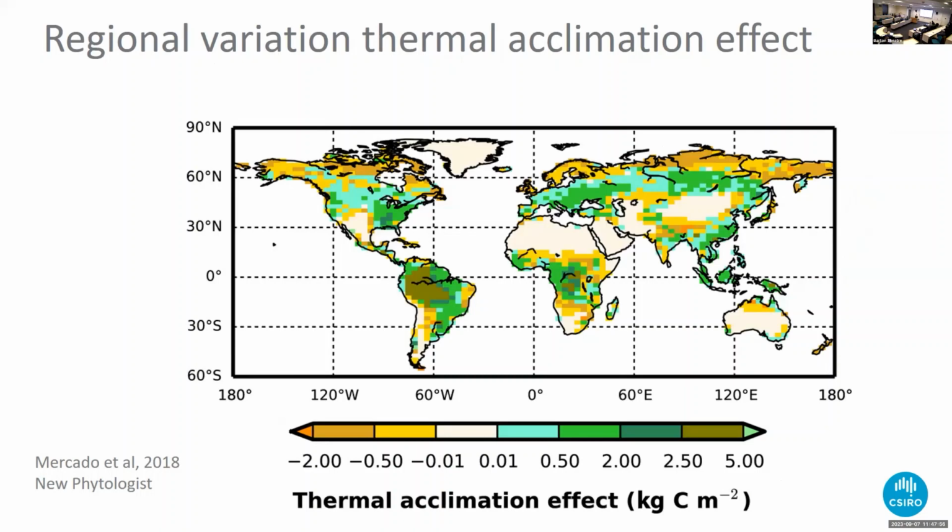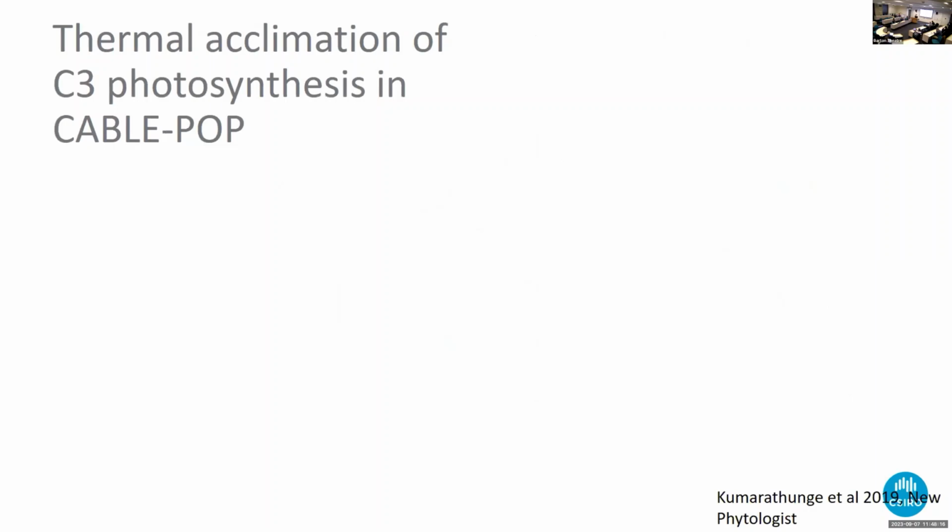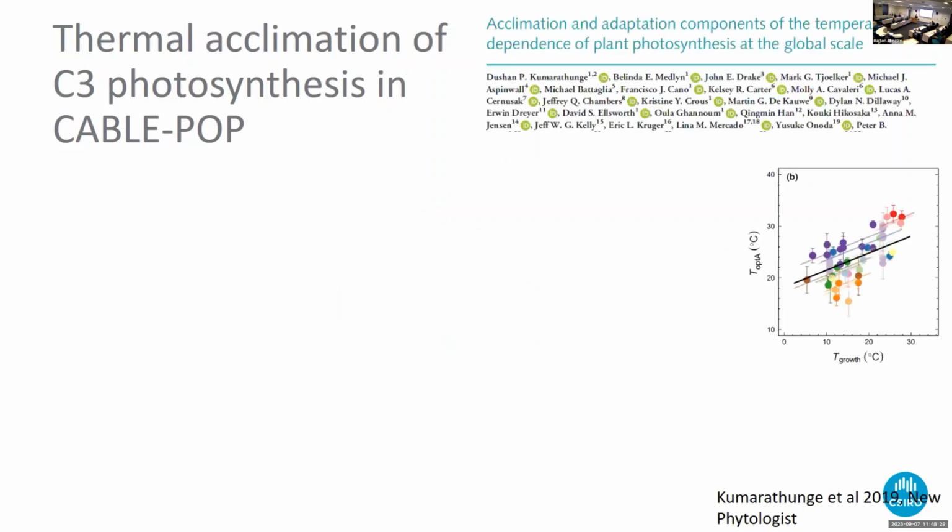So what we did was we took these fairly newly developed functions by Kumarathunge, and the functions are based on data, but essentially you can see there that the y-axis shows the thermal optima of photosynthesis, and the x-axis is showing you temperature of growth. And you're essentially seeing there that there's a positive linear relationship between the thermal optima of photosynthesis and the temperature in which plants are grown. And so we took the functions.